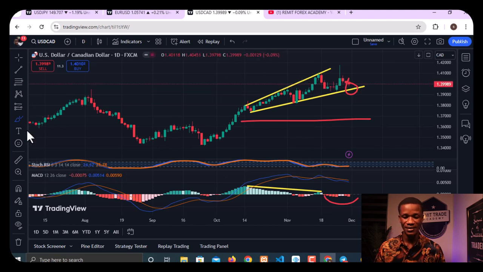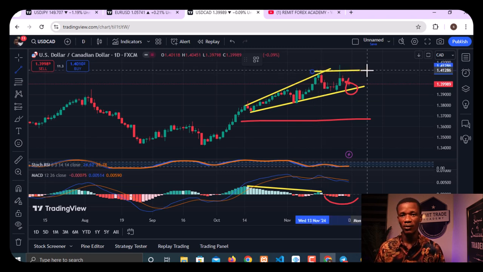And then your SL should be above this very area right here. We will see the previous close. Okay, so above this area is where your stop loss has to be for this very trade. So trade confirmation is what we're waiting for right now.